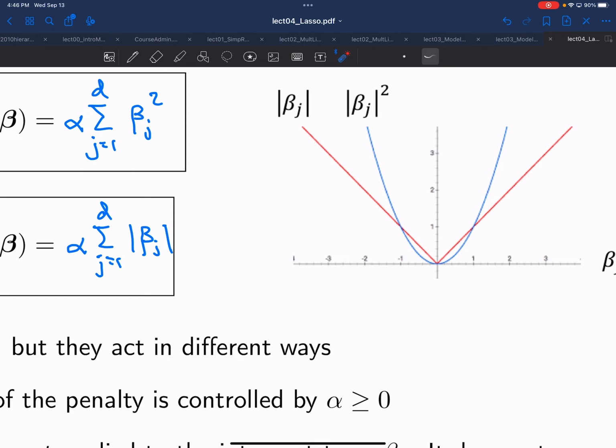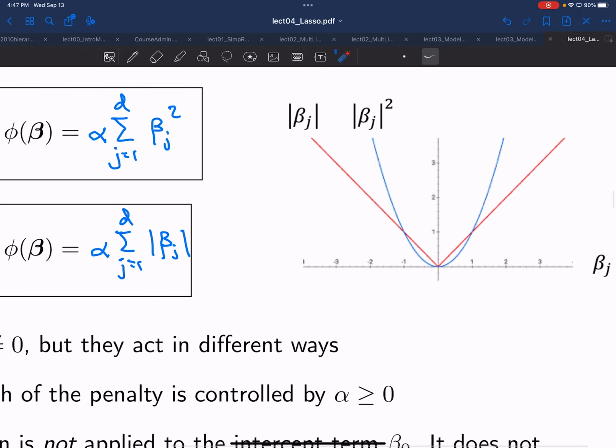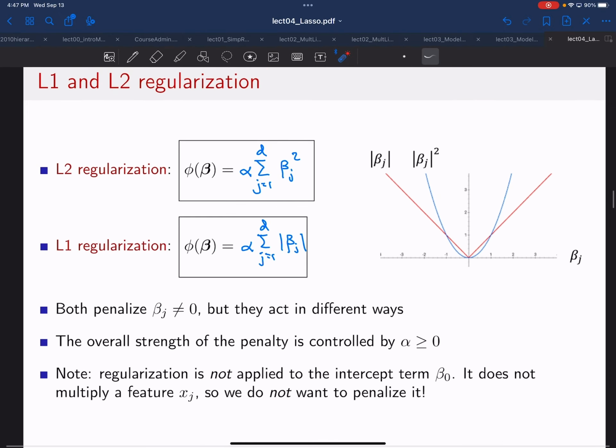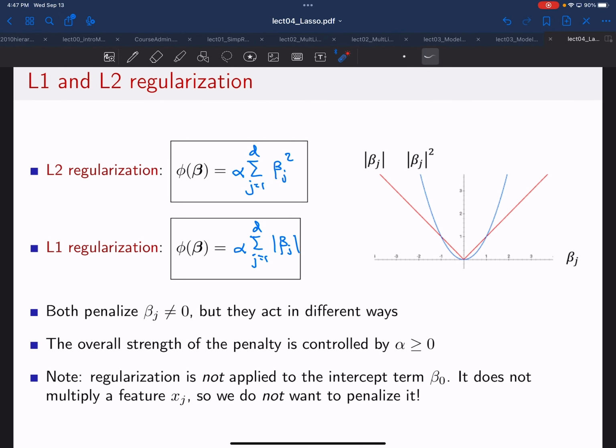On the other hand, as beta gets larger, the quadratic penalty complains a lot, whereas this absolute value doesn't care as much. Okay, so that's sort of the intuition here. One of them cares about non-zero beta much more for small beta. The other cares about non-zero beta much more for large beta. So this will actually have a profound effect on how these behave as penalty functions. Okay, any questions about anything so far?